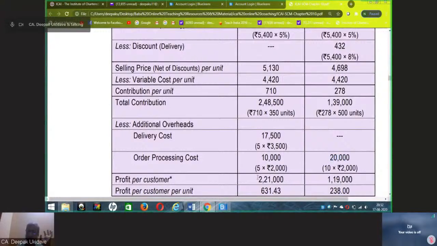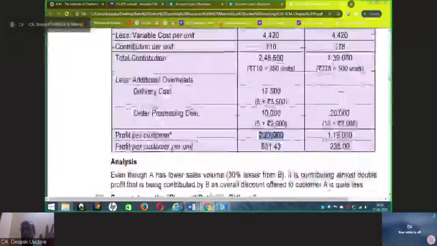And so profit per customer: don't leave out anything, you have to add every single item. Remember my word. Elements of cost have to be compiled properly. Any element of cost you miss out, the decision will be tilted. It will go in favor of something else, right? That should not happen. So profit per customer comes to 2,21,000 and 1,19,000.